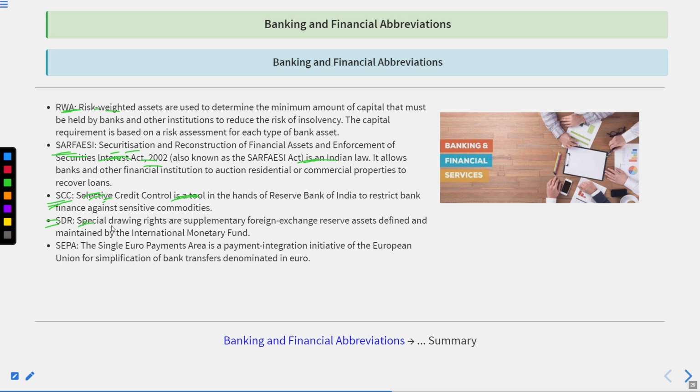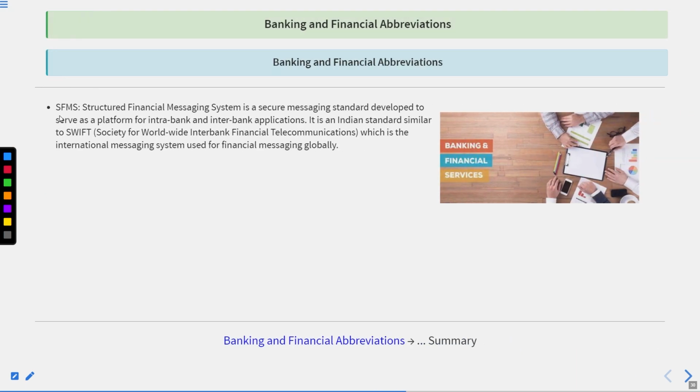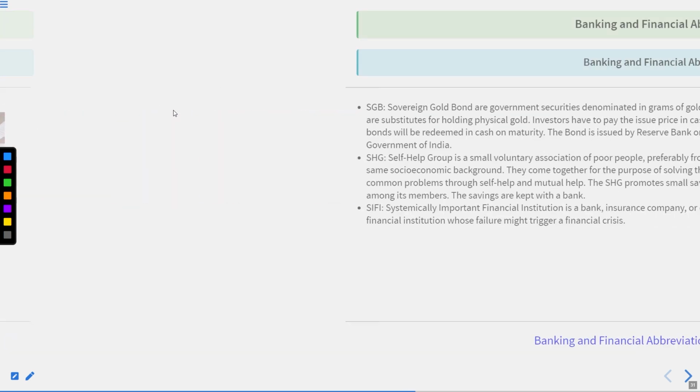SDR, special drawing rights, are supplementary to the foreign exchange reserve assets defined and maintained by the International Monetary Fund. SEPA, Single Euro Payments Area, is a payment integration initiative of the European Union for simplification of bank transfers denominated in euros. SFMS, the Structured Financial Messaging System, is a secure messaging standard developed to serve as a platform for intra-bank and interbank applications. It is an Indian standard similar to SWIFT, Society for Worldwide Interbank Financial Telecommunication, which is the international messaging system used for financial messaging globally.